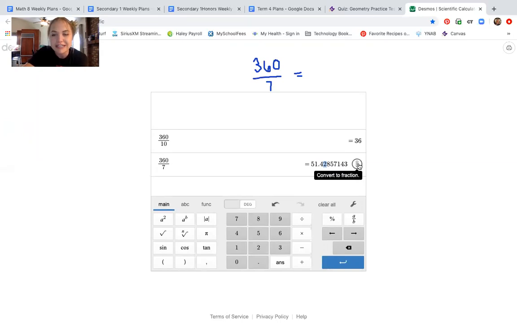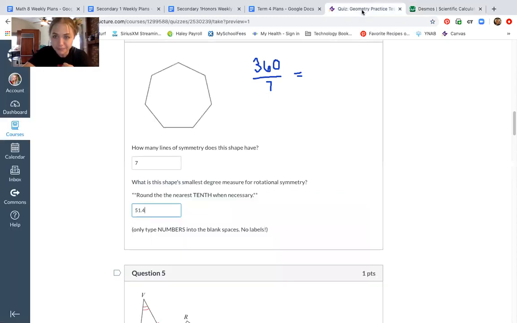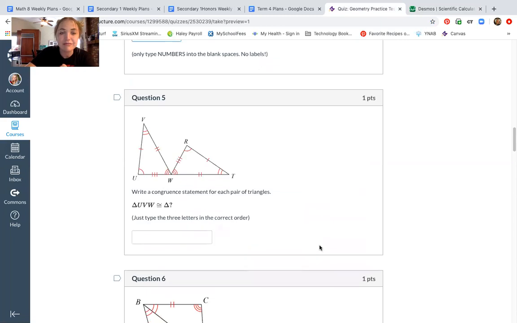But I do want to show you this. Click that button, it switches it back to the lowest possible fraction, which is really cool. So Desmos, awesome calculator. Unlike next year in the 10th grade, remember that, this is a good calculator. Okay, so we had 51.4. I'm gonna move on to the next problem. Again, if you got any questions, let me know.